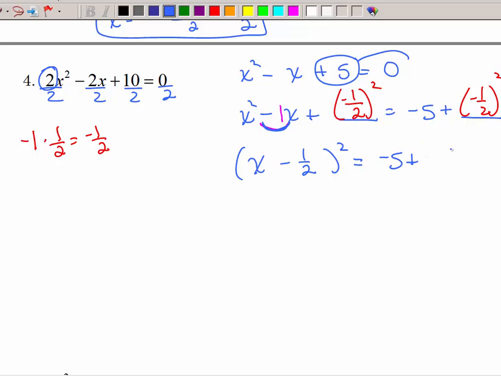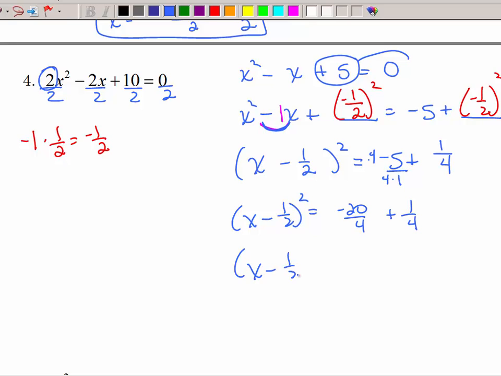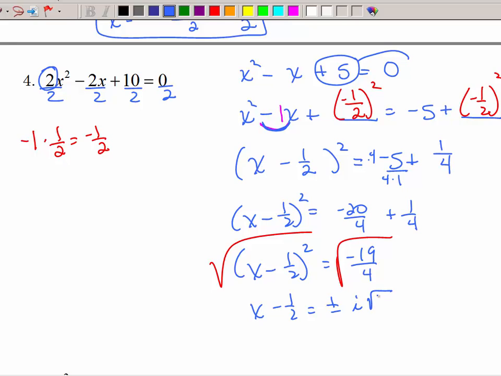So I have negative 5 plus, now when I square a negative, it is positive. 1 times 1 is 1, 2 times 2 is 4. So again, I have to do some arithmetic. Multiply both of those by 4, so I have negative 24 plus 1/4, which I guess is negative 19/4. Then we're going to take the square root, plus or minus. 19 is prime, the negative means it's imaginary, and the square root of 4 is 2.